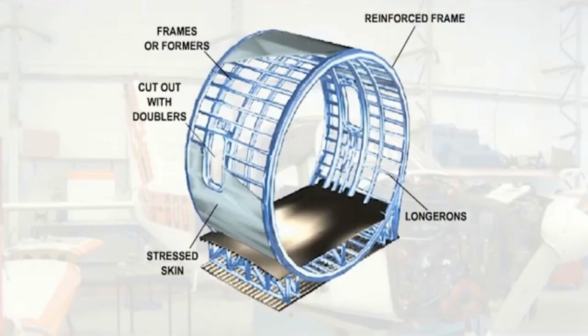When cutouts are made to stressed skin structures, for example to provide access panels, doors or windows, or when repairs are required to damaged areas, reinforcement, in the form of doublers or backing plates, is required around the cutout.